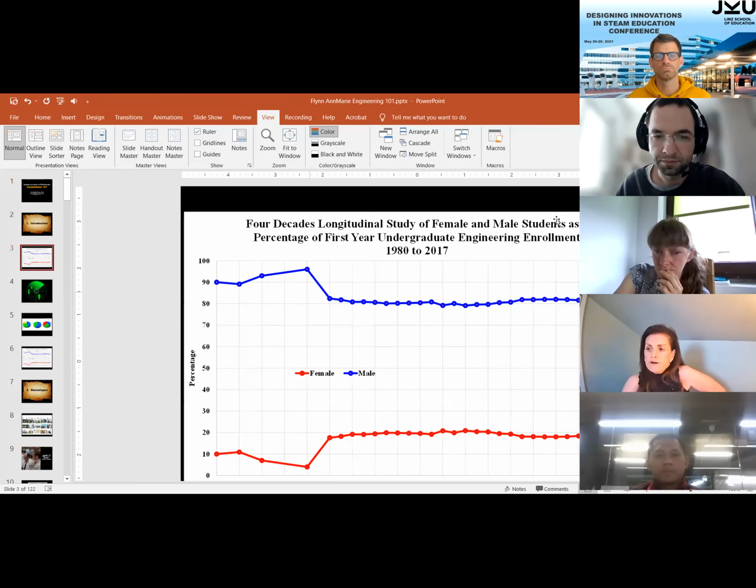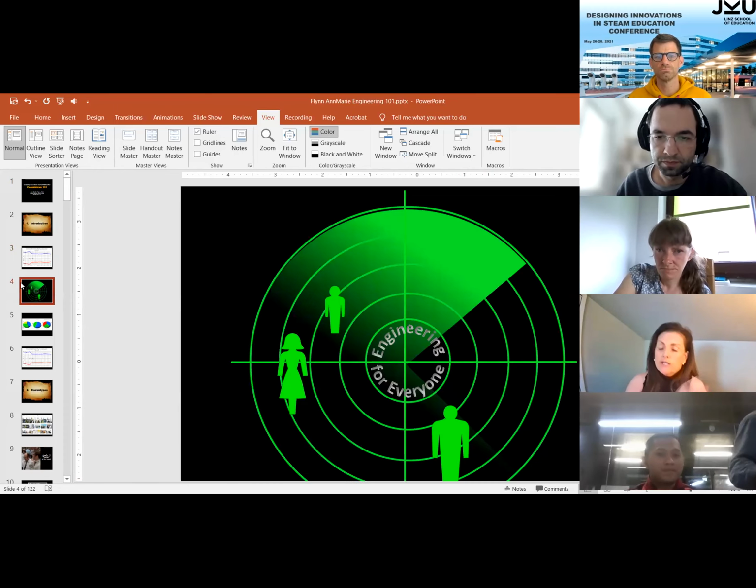This is the graph of where we are over 40 years. In spite of trillions of dollars being spent, that's what it looks like. All right, let me just move it over a little bit. Okay, how are we going to change it?